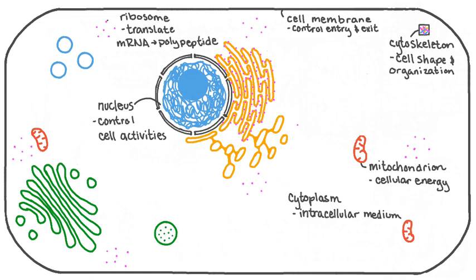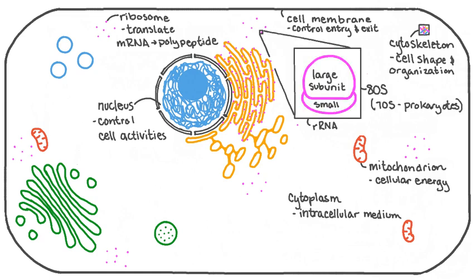Ribosomes are tiny organelles that are not surrounded by their own membrane. They're responsible for the translation of mRNA, also referred to as protein synthesis. Ribosomes are made up of rRNA, or ribosomal RNA, and proteins that are generated in the nucleolus. One ribosome is made up of two interlocking parts called the small and the large subunit. Eukaryotic ribosomes are referred to as 80S ribosomes because they're larger than the 70S ribosomes found in prokaryotic cells.